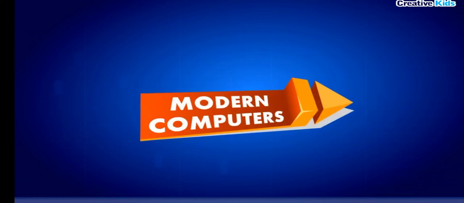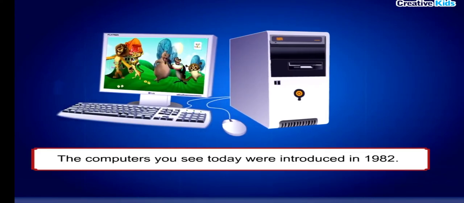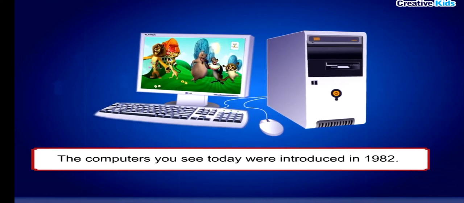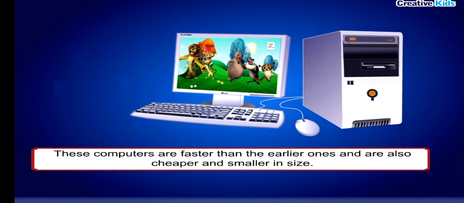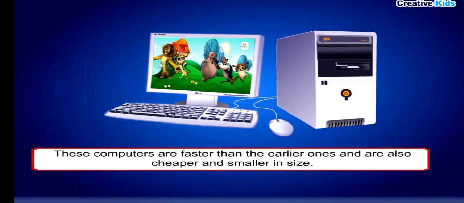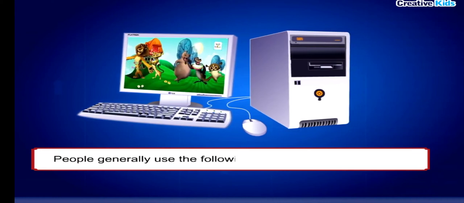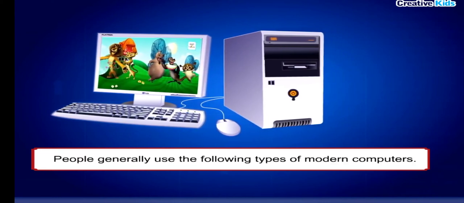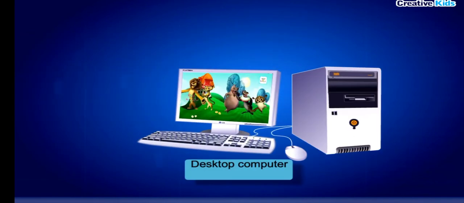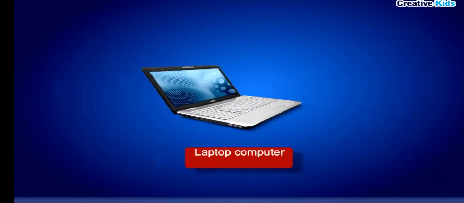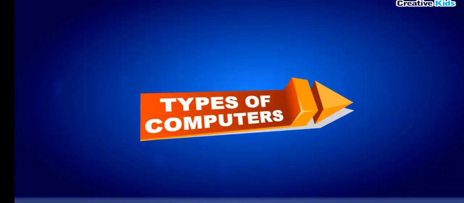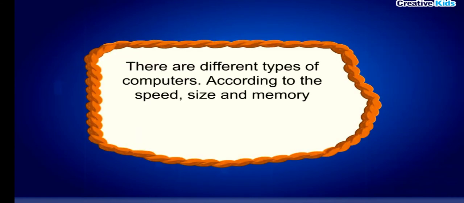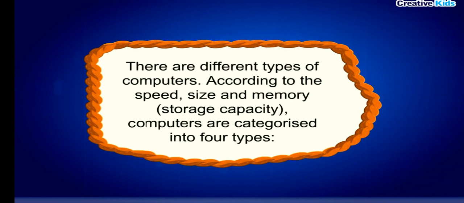Modern computers. The computers you see today were introduced in 1982. These are called personal computers or PCs. These computers are faster than the earlier ones and are also cheaper and smaller in size. People generally use the following types of modern computers: desktop computer, laptop computer, smartphone, tablet.